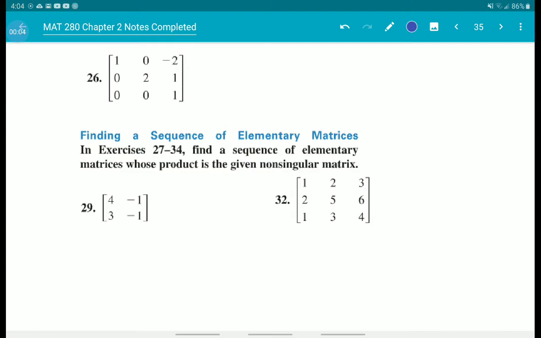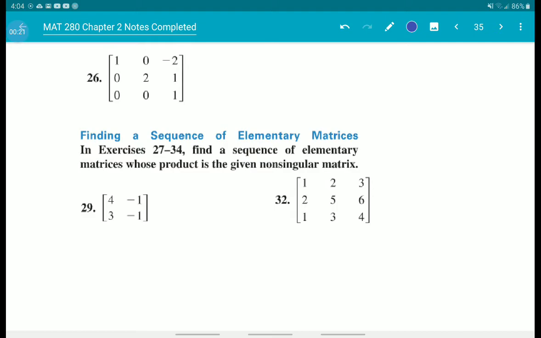In this video, we're going to continue our discussion of elementary matrices. We're going to see a few more examples. I encourage you to pause the video, try the examples on your own, and then come back and check your answers either with the video or with the calculator.